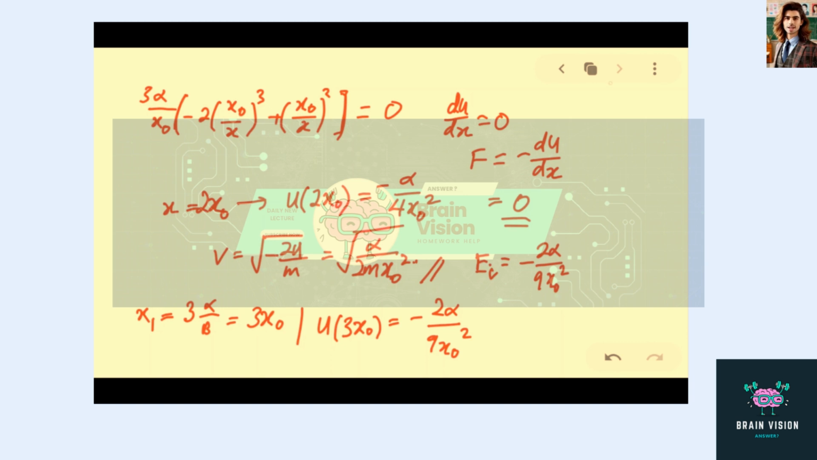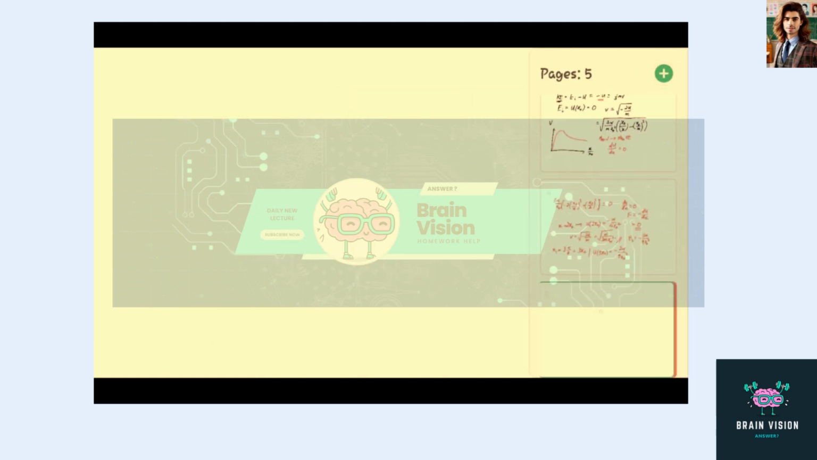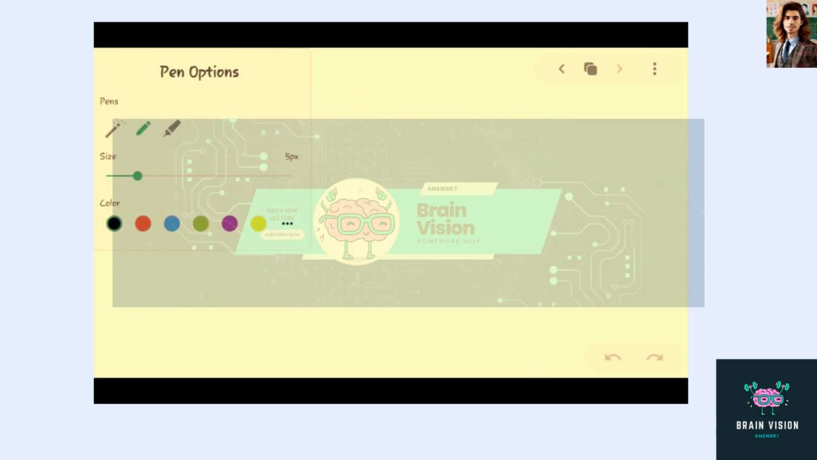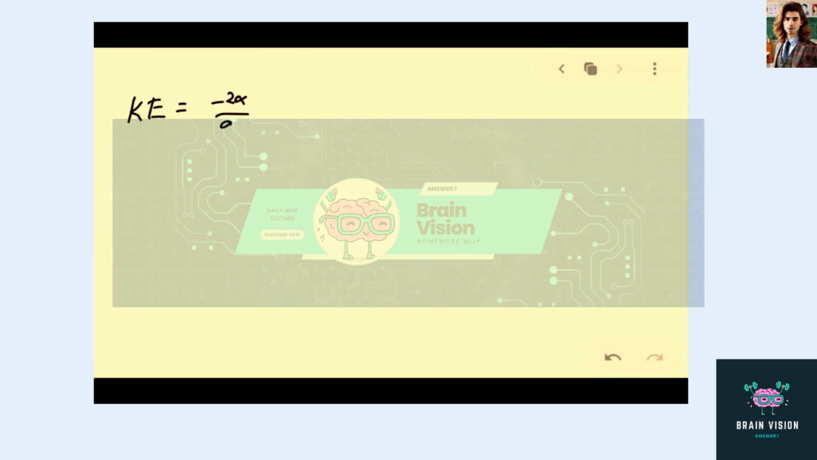Now the kinetic energy expression. The kinetic energy at any point is taking negative 2 alpha over 9x naught square, right? The initial energy minus our expression for the potential energy. Right, this will give us the kinetic energy.